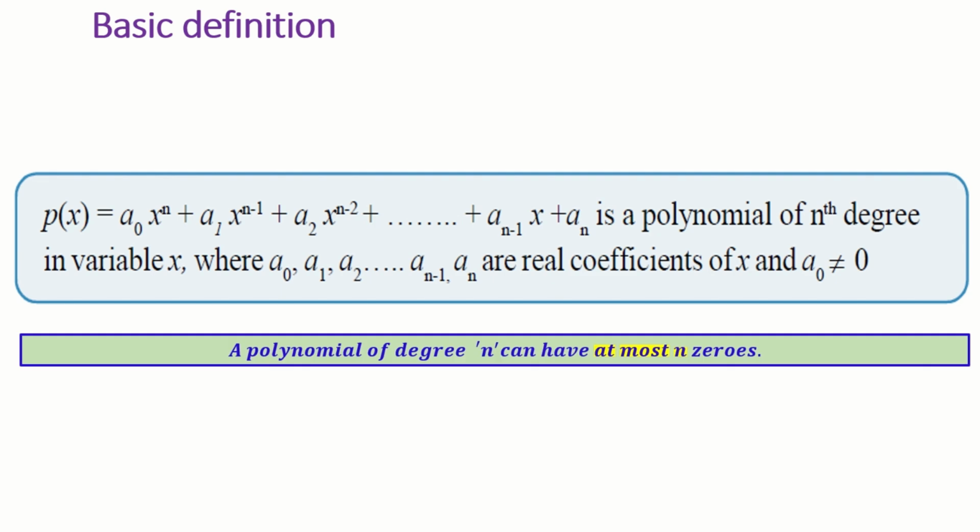A polynomial of degree n can have at most n zeros. A zero is a value of x at which the value of p of x becomes 0. So if, let's say, given polynomial p of 1 equals 0, then 1 is a zero of the polynomial. A polynomial of degree n can have at most n zeros. It need not have all n zeros. It can have no zeros also. It can have at most n zeros.